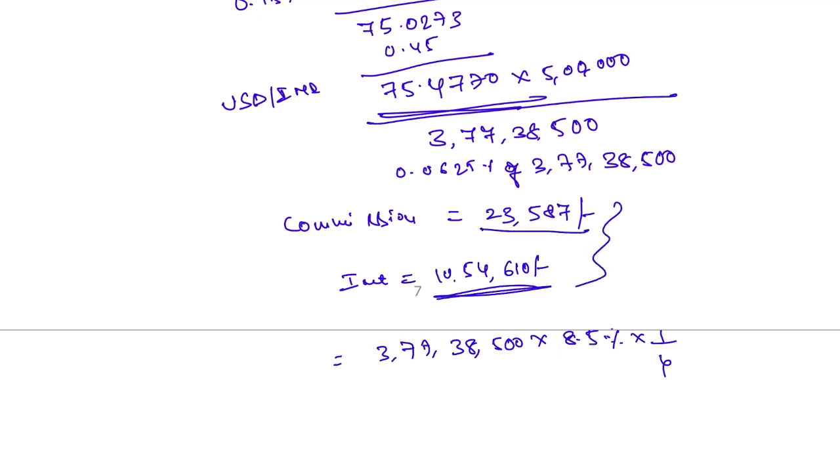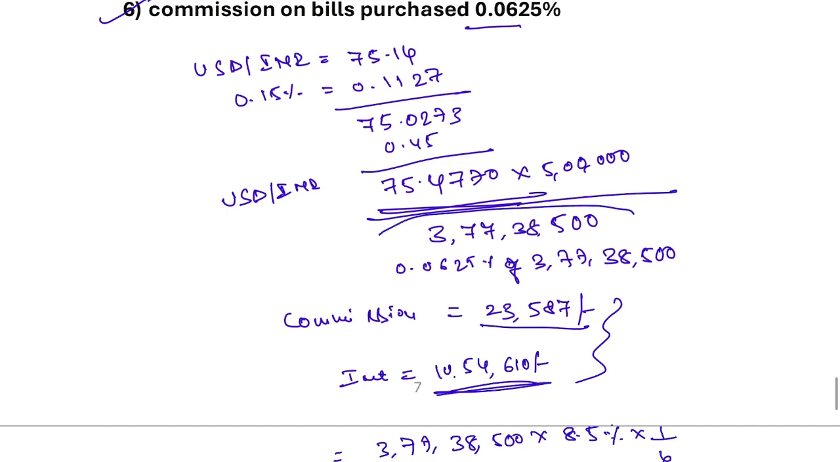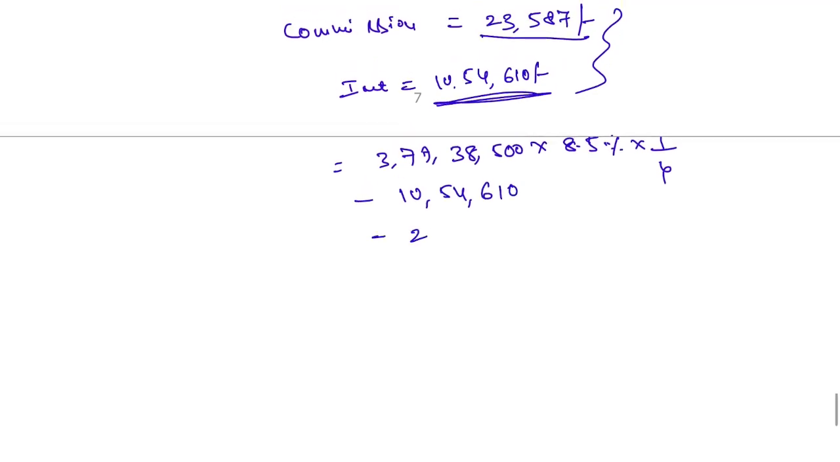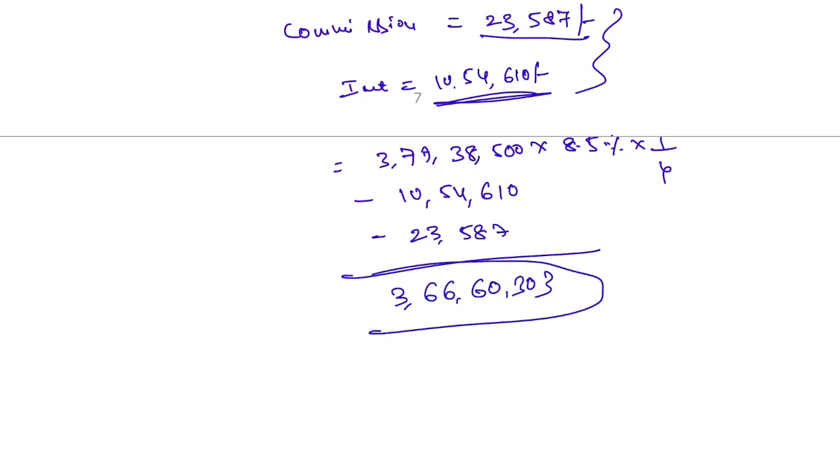These two should be deducted from what? Deducted from the main amount. This is the main amount. We should deduct from it, minus 10 lakh 54,610 and also minus 23,587. So what is the final answer? The final answer would be 3 crore 66 lakhs 60,303. This is our final answer, right?